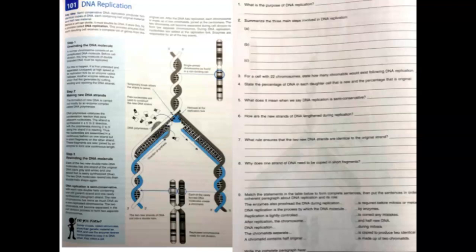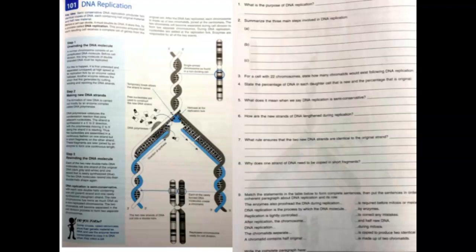And then it talks about the enzymes that are responsible for it. So step 1 is unwinding the DNA. What you need to know here is that the enzyme helicase is responsible for unwinding. Step 2 is making new strands.